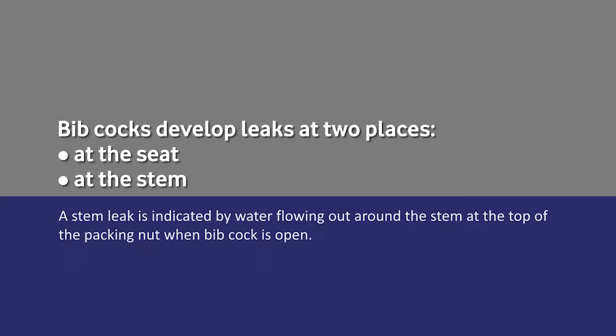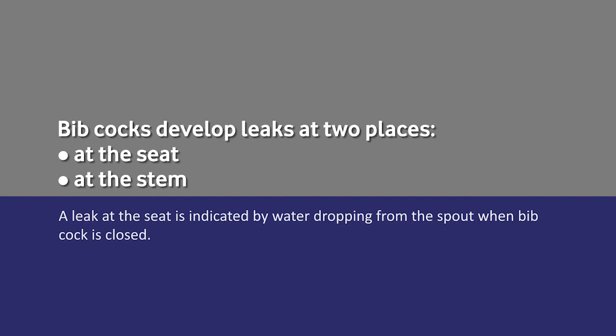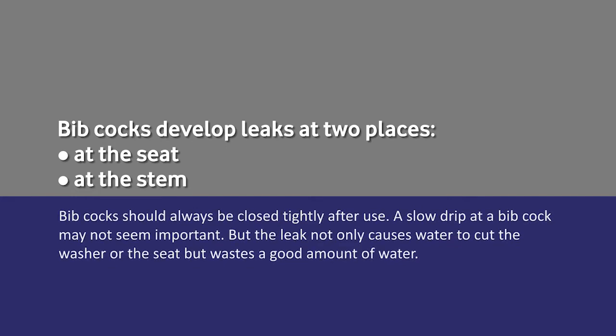Bibcocks develop leaks at two places, at the seat or at the stem. A stem leak is indicated by water flowing out around the stem at the top of the packing nut when the bibcock is open. A leak at the seat is indicated by water dropping from the spout when the bibcock is closed. A bibcock should always be closed tightly after use. A slow drip at a bibcock may not seem important, but the leak not only causes water to cut the washer or the seat but also wastes a good amount of water.